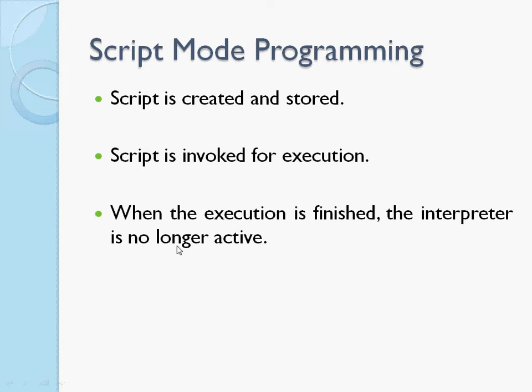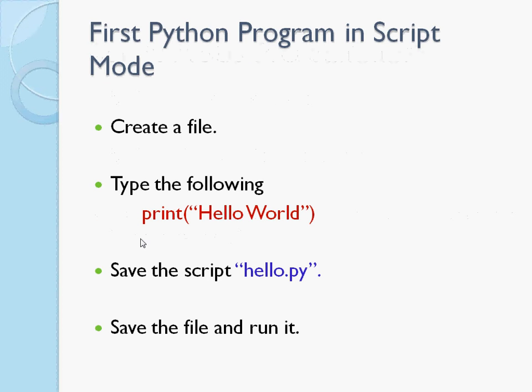In script mode of programming, first we have to create the script and store it. Next, we have to invoke it for execution. On completing its execution, the interpreter will stop. So, first we have to create a file. We have to type the code. Here, since it is the first program, we just type print hello world. Next, we have to save the script with .py extension. The file gets saved and we have to run it.